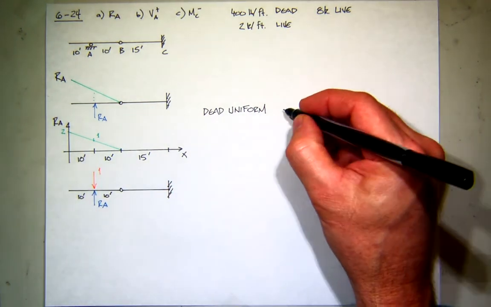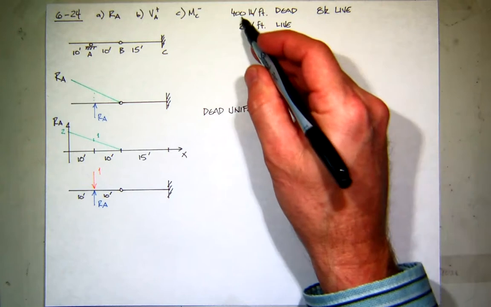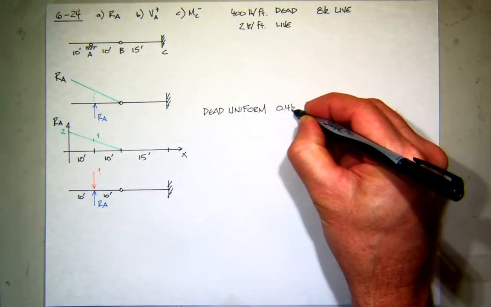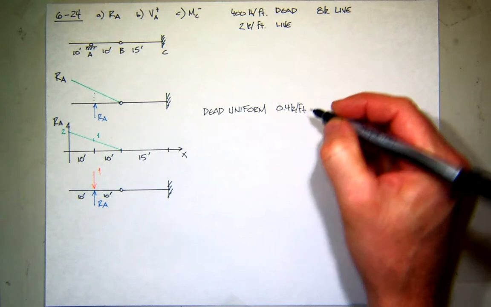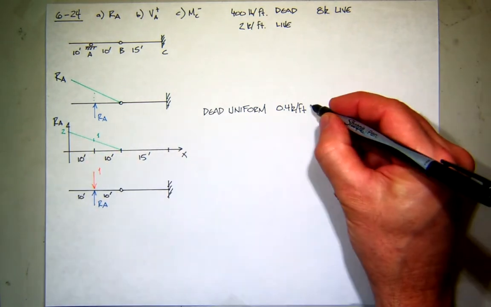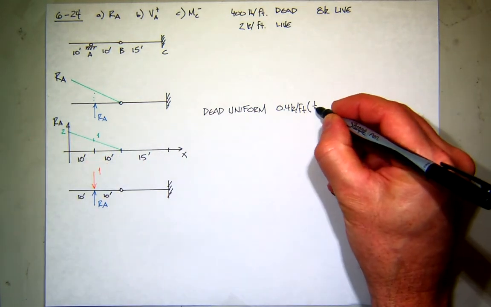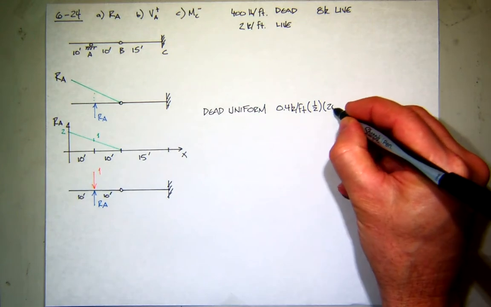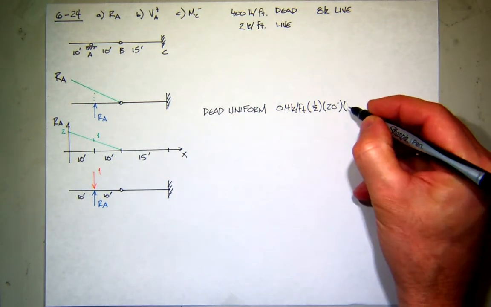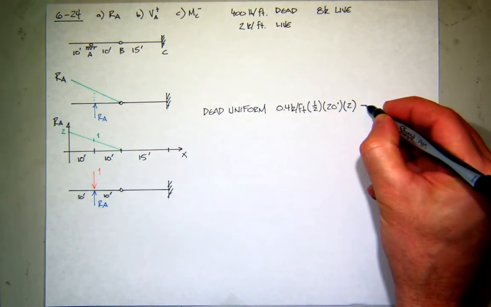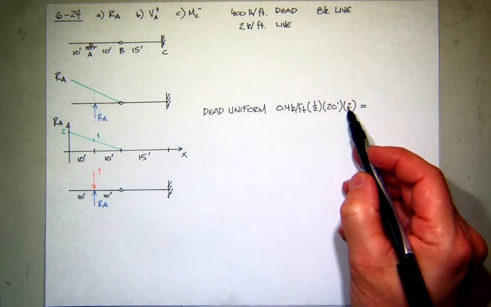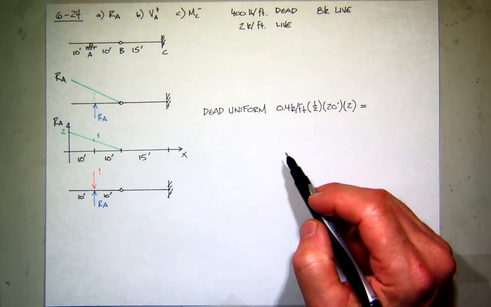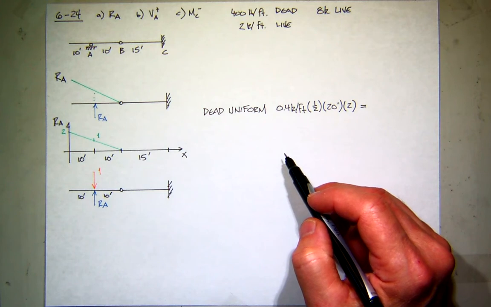So I know my dead load, since everything else is in kips, I'm going to convert this to kips. So my dead load is going to be 0.4 kips per foot. And then times the area of this curve. It's a triangle. So we know what the area of a triangle is, 1/2 the base. The base is 20 feet times the height, which is 2. Well, conveniently, the 2's cancel, and I've got 20 times 0.4, which is 8. Right?